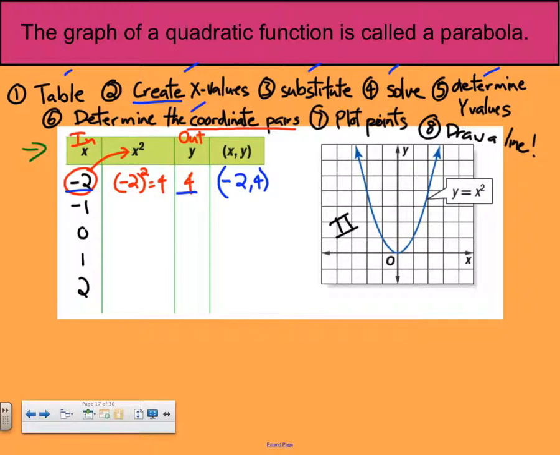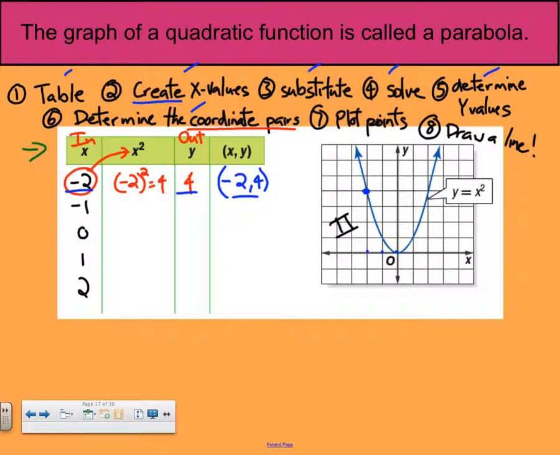So now I need to plot the point. If I take this negative 2, 4 over to my graph, I'm going to go negative 2 on the x-axis and then 4 up, and I plot my first point right there. All right, so now I need to plot the rest of the points before I can draw a line. Let me step you through this one more time.